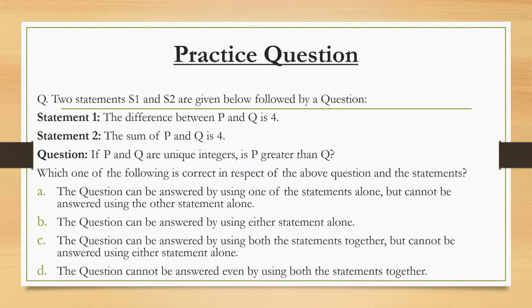Now if this is clear to you, now try a different approach, a different kind of question. So here the question is: P and Q are again unique integers, it is specifically mentioned here that they are unique integers. Now the statement is P greater than Q, this is something that you have to find. So try solving this one.